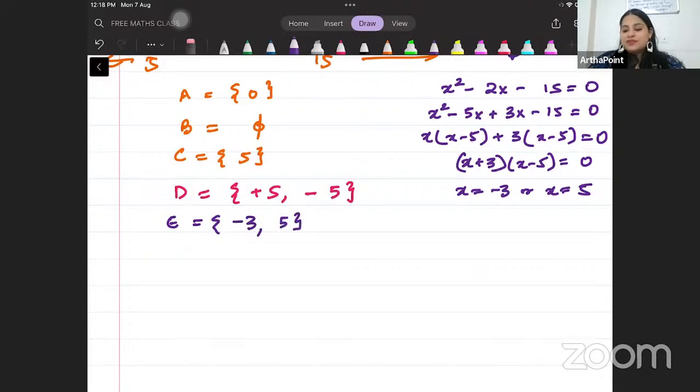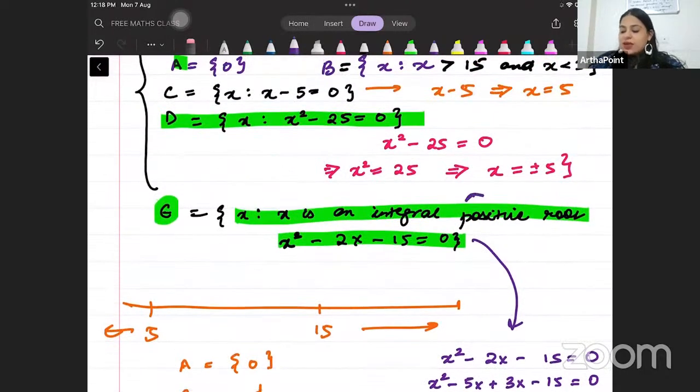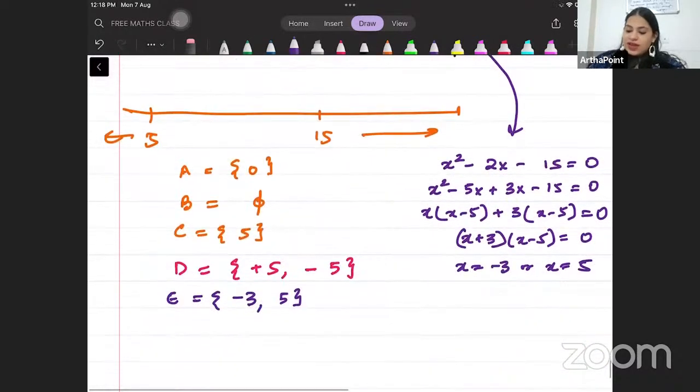So what do we see? Anything that we see? There is just one thing left for me to do here. Note that this says it is integral positive root. So I cannot take the negative element. So I have to eliminate the negative element.